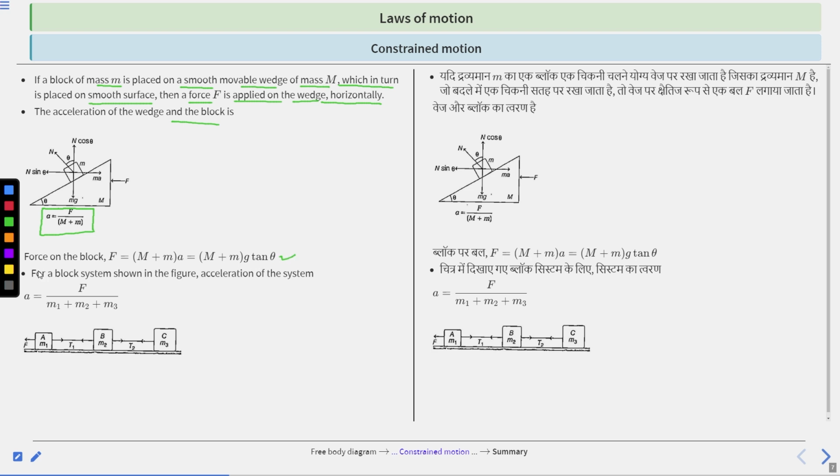This one. So for the block system shown in the figure, the acceleration of the system A is equal to F divided by (m1 plus m2 plus m3). So in that case, this is the body m1, m2 and m3. The acceleration is this one. The force acting is F and the mass is m1 plus m2 plus m3. This one. Clear? So this is the acceleration.